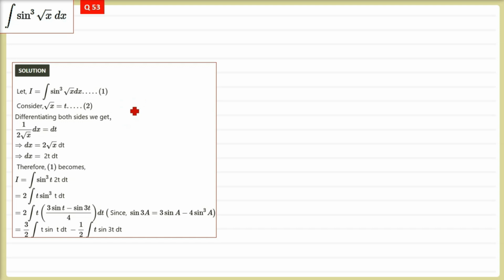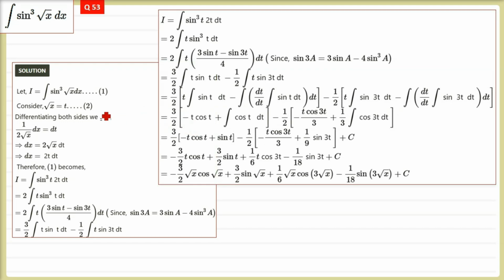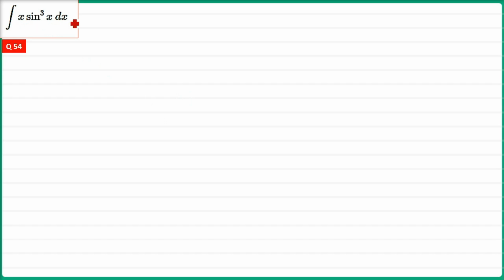Now this is how we are going to go about it, and we showed you by dividing these two terms, but this way you have to do everything in a combined way. X sine cube x dx, we have just completed the questions which involve the sine cube x formula. So sine 3a will be equal to 3 sine a minus 4 sine cube a.